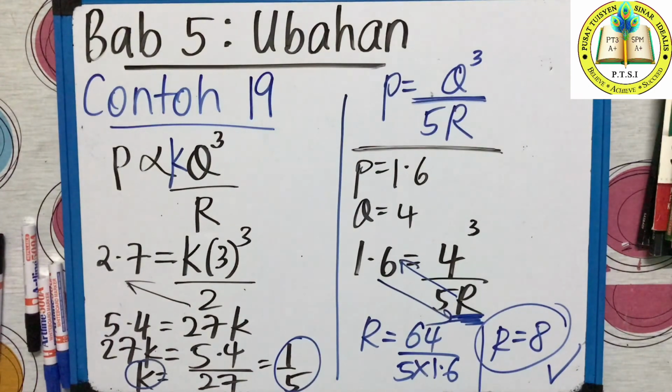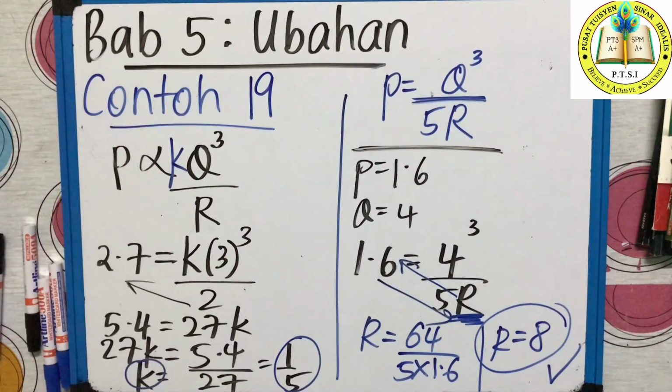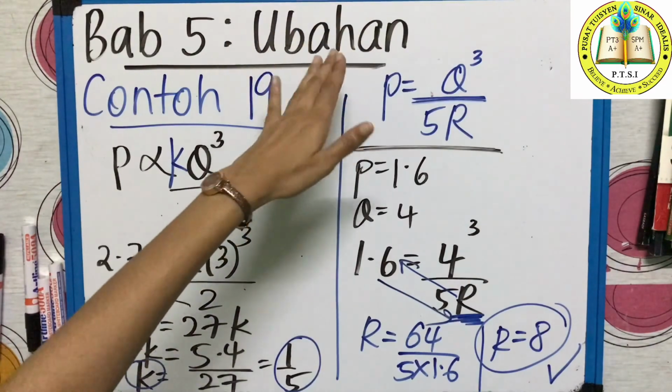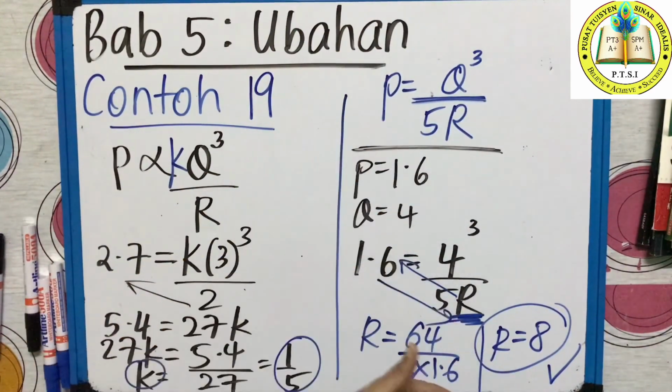So, nampak dengan jelas kelas? The first one, equation. Cari nilai K. After you get the K, ini adalah ungkapkan persamaan yang betul. Then, soalan minta P 1.6, Q 4. Soalan minta R, ganti find the R. So, R sama dengan 8.